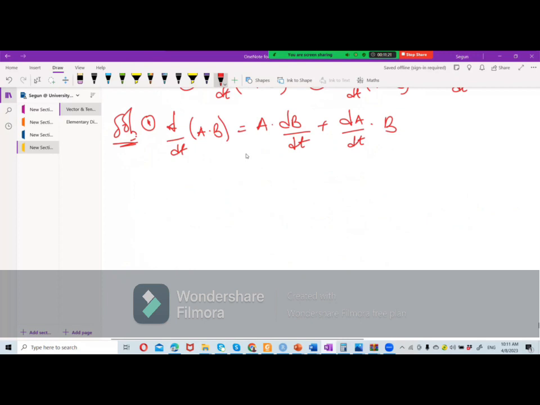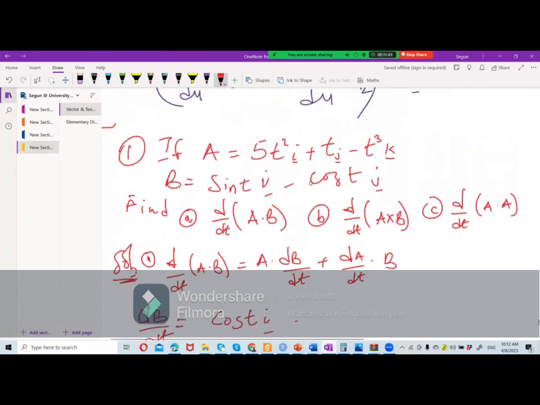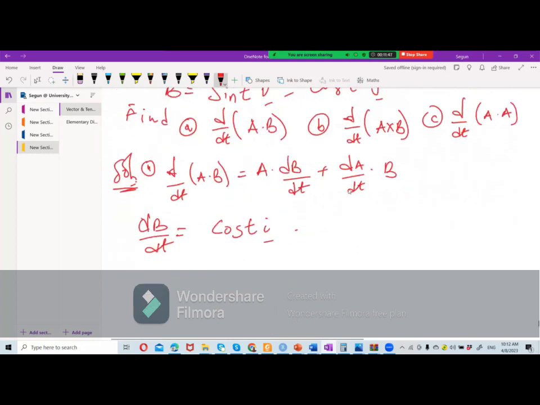Let's look at the dB dt first. Let's differentiate B. What is dB dt? When you differentiate sine, what do you have? You have cos t i. When you differentiate cos, you have minus sine, which is plus sine t j.